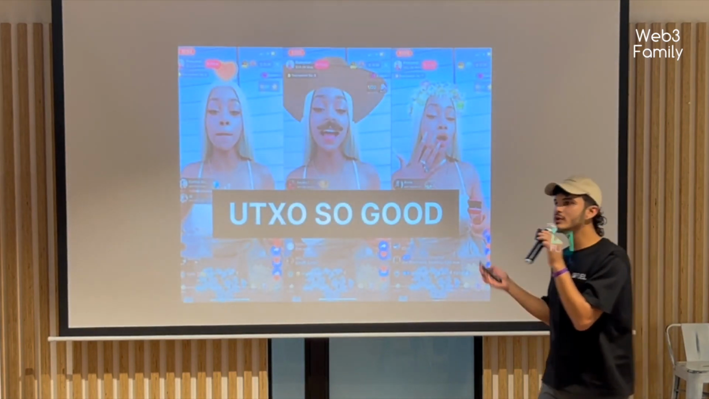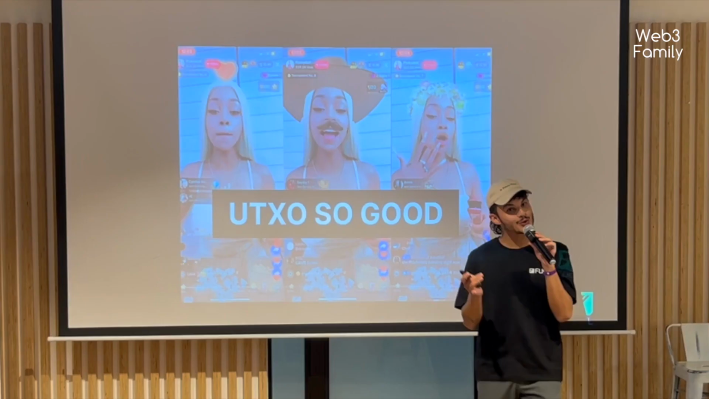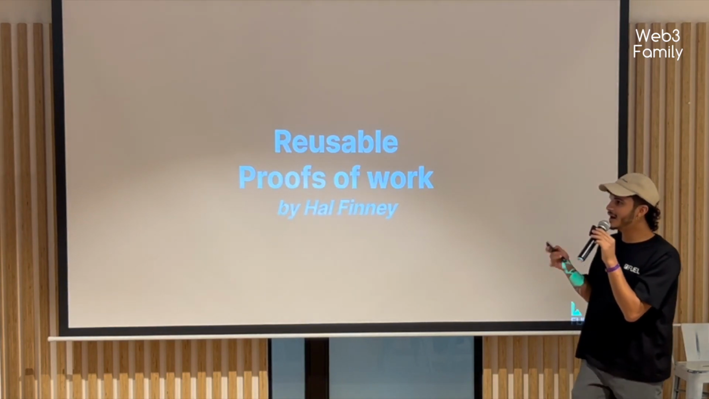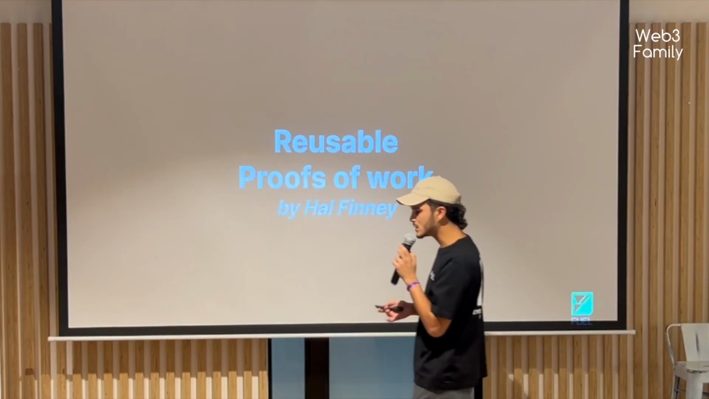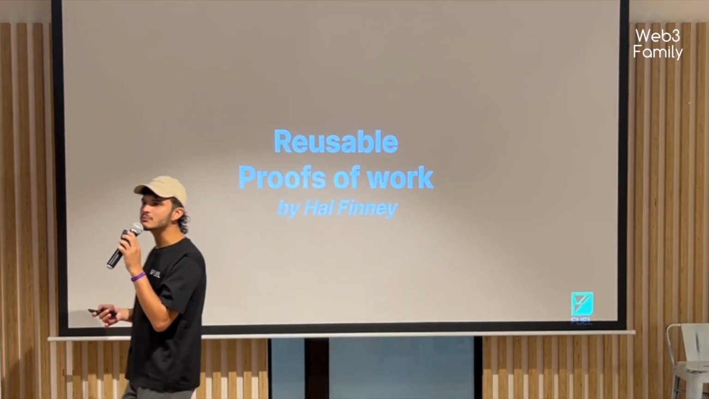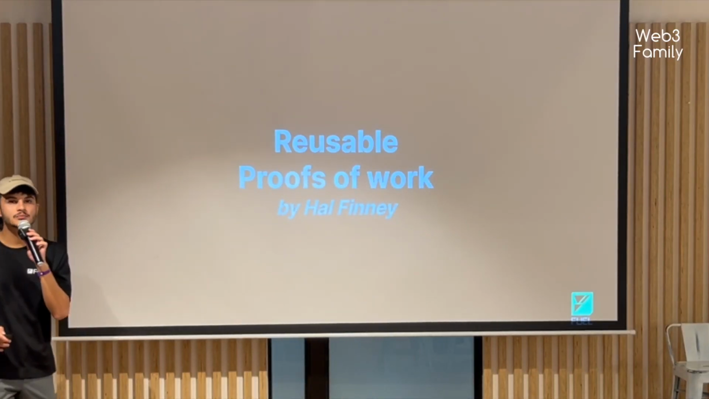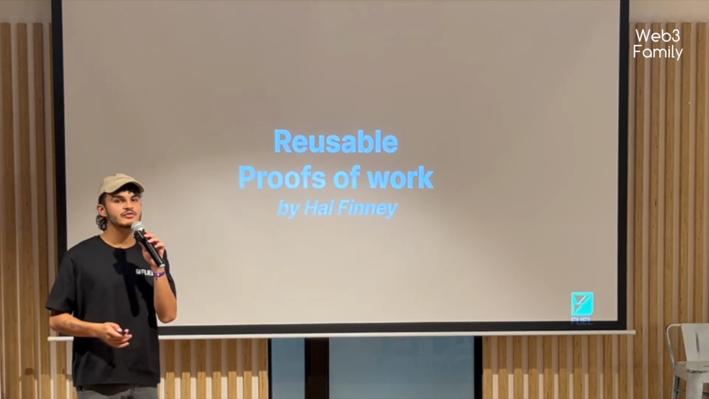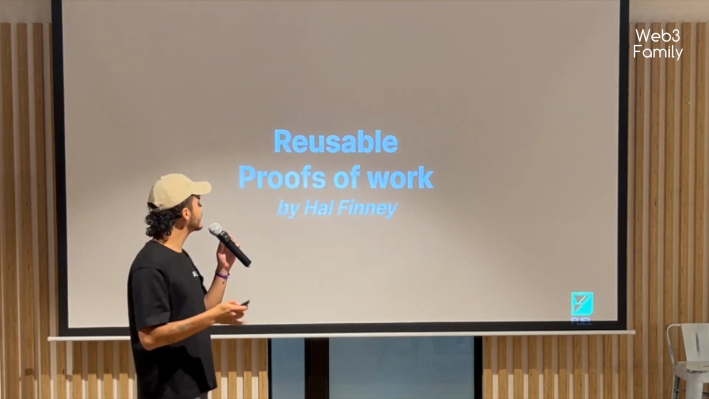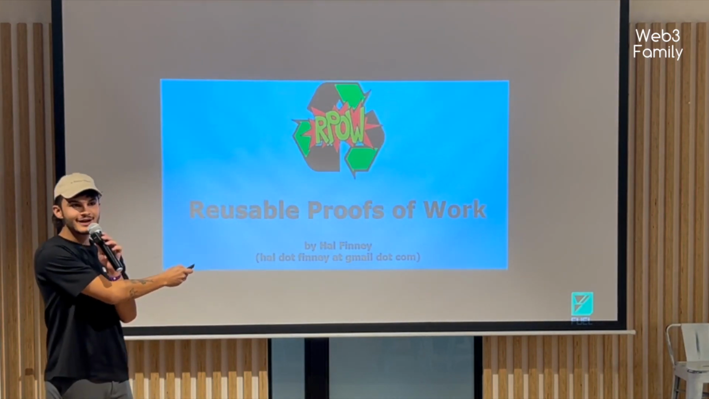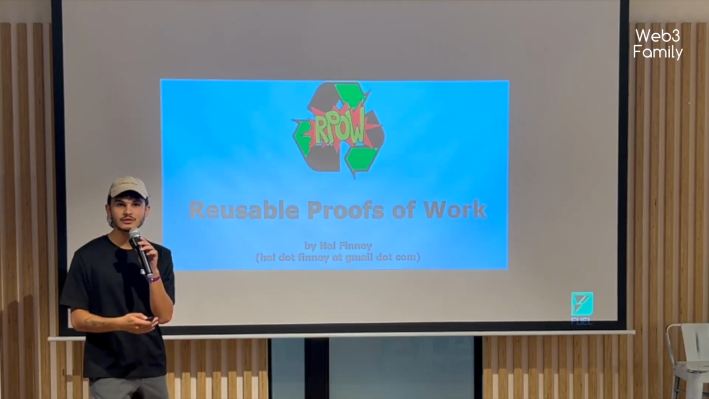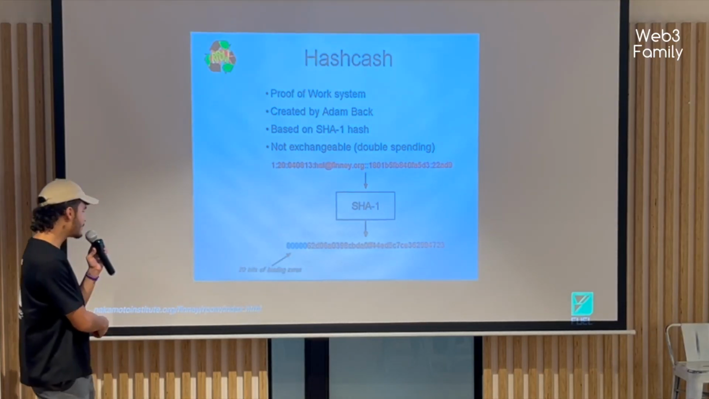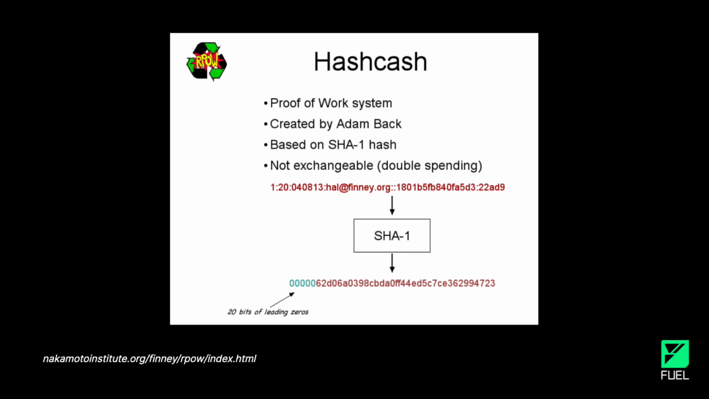Let's follow up. So we were talking about how UTXO is so good. And I think it's important to mention that this UTXO idea comes from a really cypherpunk background. It was called Reusable Proof of Work by Hal Finney back in 2003, I think. So this is the actual banner of the website. This is something that is available online at nakamotoinstitute.org. They kind of archived the original website of this project.